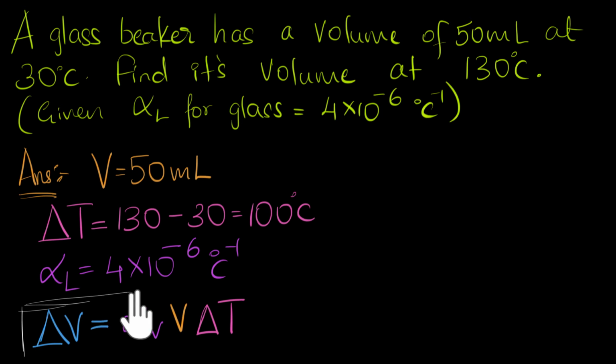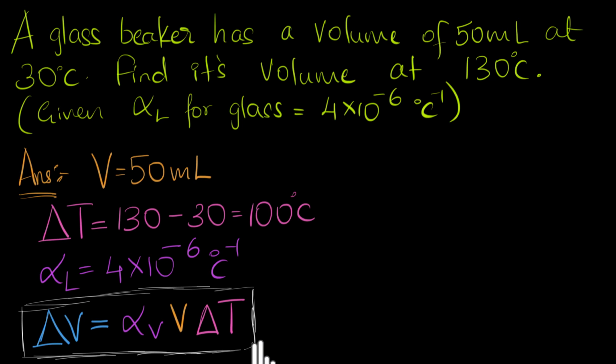And we have seen this expression in a previous video. So if you need a refresher, or maybe if you're not comfortable with this, it would be a great idea to watch that one first and then come back over here. So let's substitute and solve. Oh, but you can see one problem. We don't know what alpha V is. We need the volume expansion coefficient, but that's not given. Only alpha L is given to us. How do we figure this out?